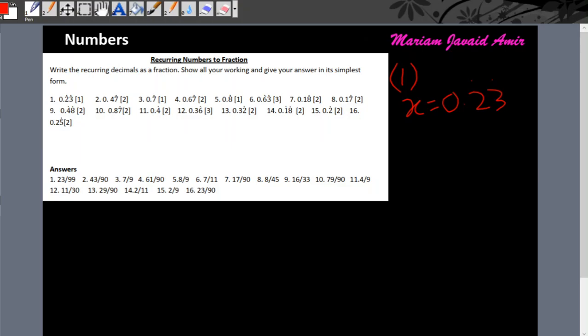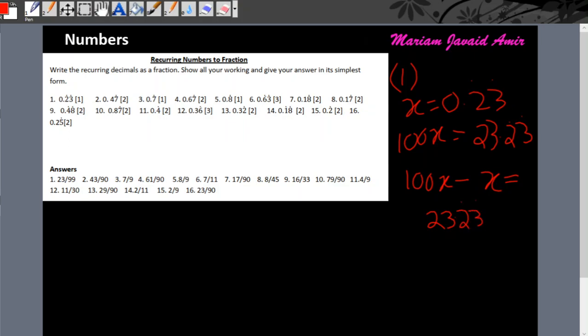So right now we have 0.232323, and if I write 100x, that would mean I have 23.232323 and so on. Now if I subtract x from 100x, that would mean I am subtracting 0.23 dot dot from 23.2323 and so on. So now the 0.232323 gets cancelled, and we're only left with 23 here, and 100x minus x is 99x.